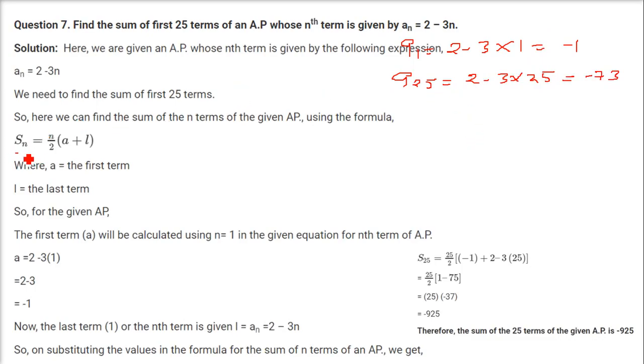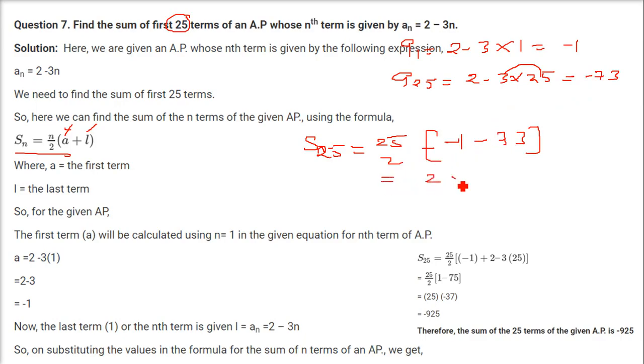So what formula are you going to use? Sn will be n by 2 (a plus l). a is the first term, l is not the last term but the 25th term. So S25 is going to be n by 2, 25 by 2, a plus l. So minus 1 plus minus 73. I hope 25, 2 minus 3 into n, 25 into 3 is 75, 2 minus 75 is minus 73. So this is correct. 25 by 2 and this is going to be minus 1 minus 73.